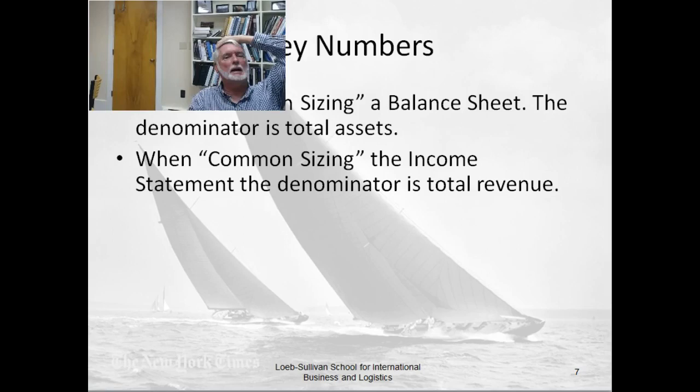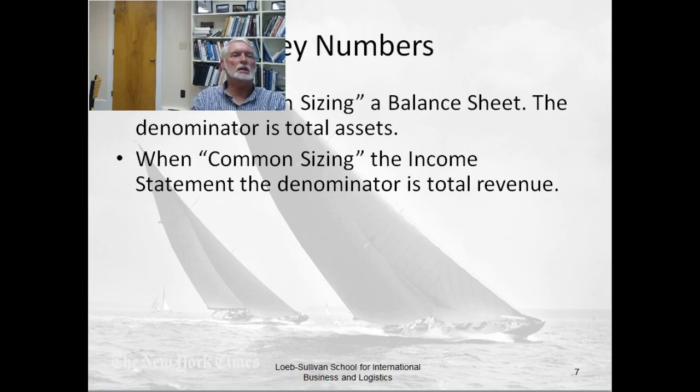So when you're common sizing a balance sheet, you basically divide each number on the balance sheet by total assets. So the denominator is always total assets, and the numerator is whatever asset you're common sizing. So cash divided by total assets, accounts receivable divided by total assets, and so forth. And on the liability side, it's the same thing. It's going to be accounts payable divided by total assets, notes payable divided by total assets, and so forth. So always use assets as the denominator.